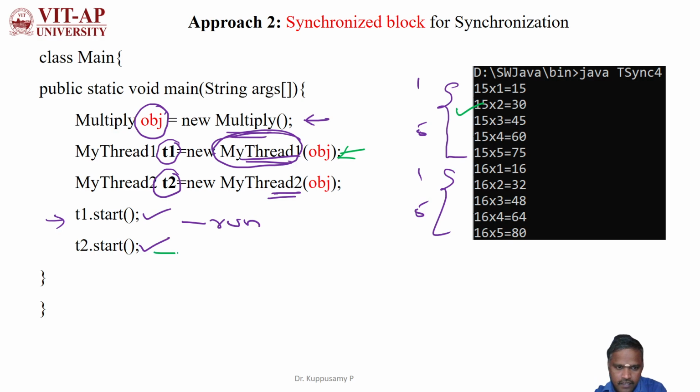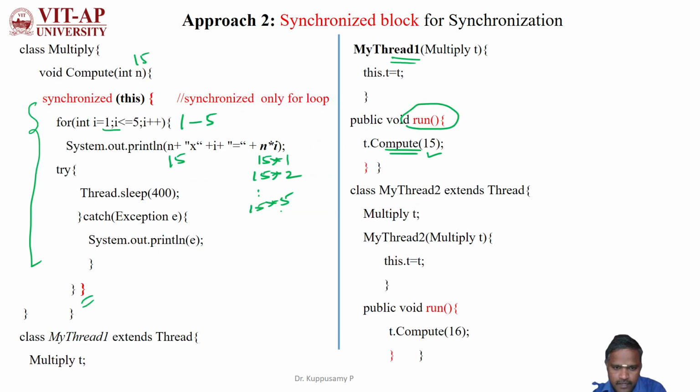Then t2 is getting the object here. Through this, you see MyThread2 is the class for this t2. So now it is calling the run method which is available in MyThread2. In MyThread2 we have the run method, this one. Which is calling compute with value 16. So now this value 16 is passing over here.